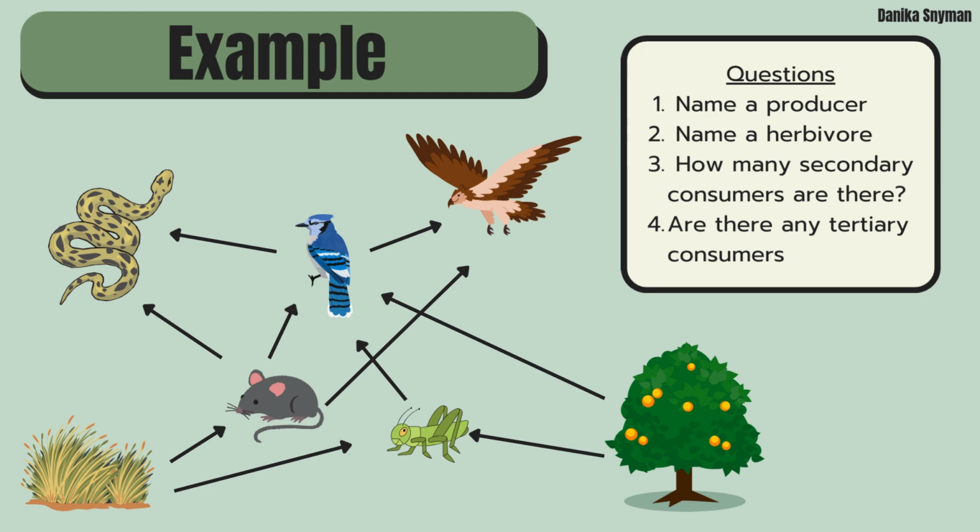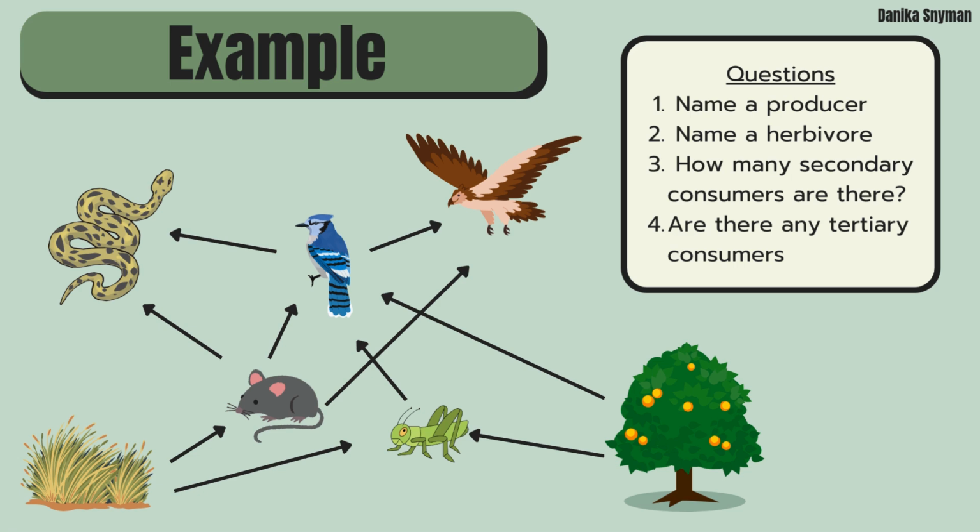Let's try a quick activity together. Look at the food web: the grass, the mouse, the grasshopper, the tree, the birds, the eagle, and the snake. Now answer the following questions. Can you name one producer? Can you name one herbivore? How many secondary consumers can you find? And are there any tertiary consumers? Write all your answers in your book.